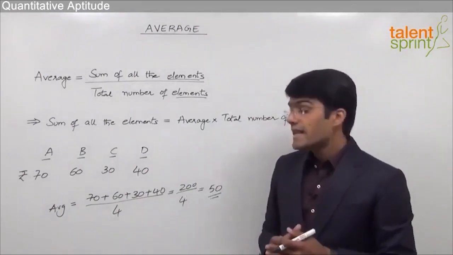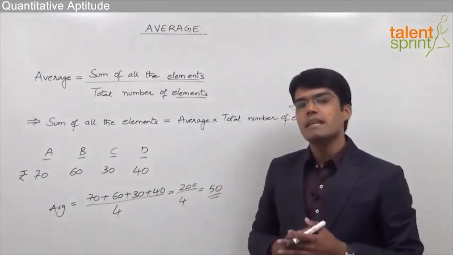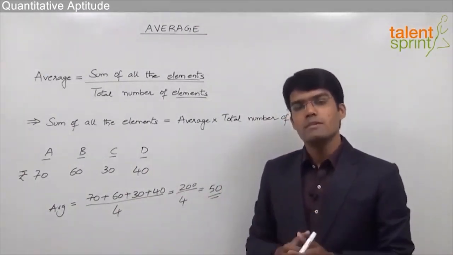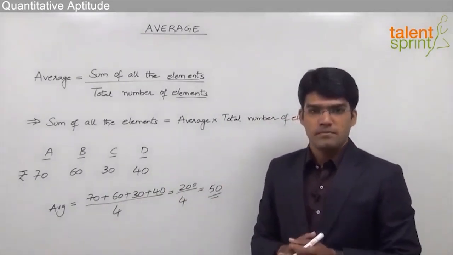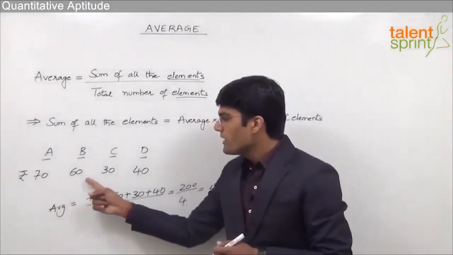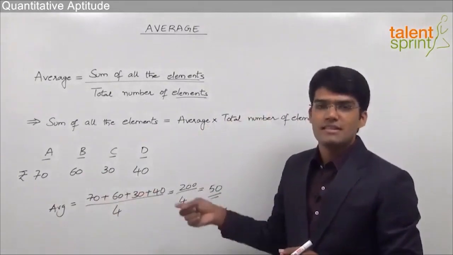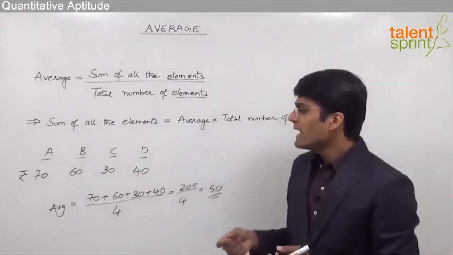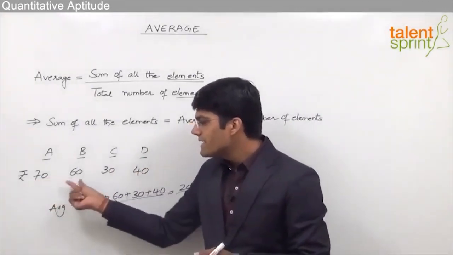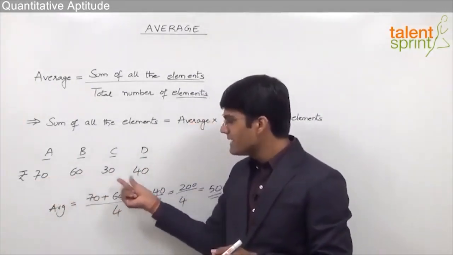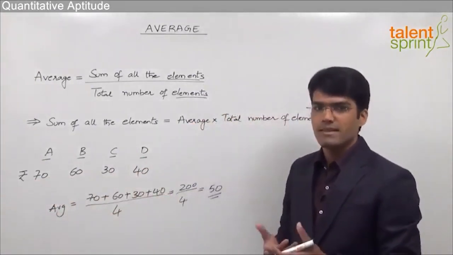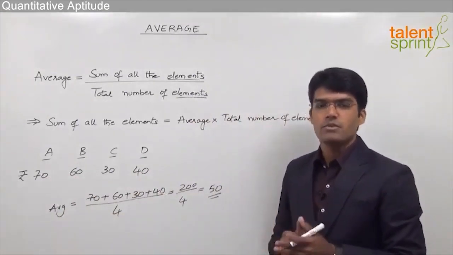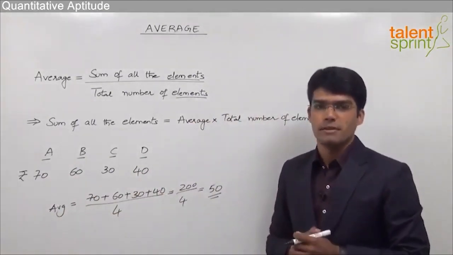So understand that average can be calculated for any type of variable, but all the variables should be of the same type. For example, all the 4 variables here should be in kgs, or all the 4 variables should be in years. We cannot calculate the average for 70 kgs, 60 kgs, 30 kgs and 40 years. That doesn't give us any idea. So average should be done only for similar types of variables.